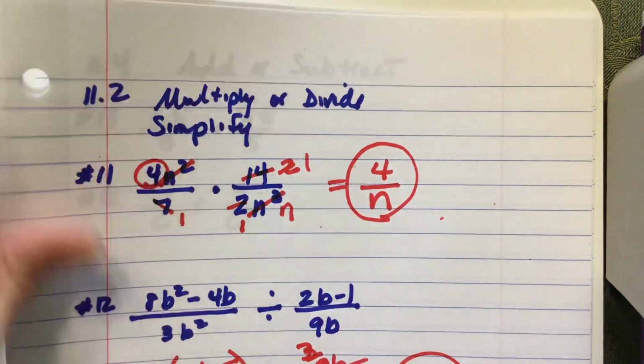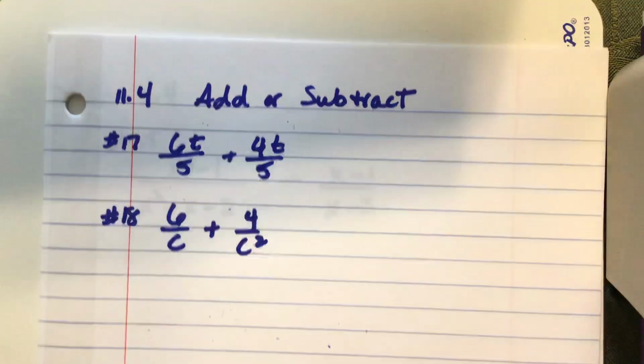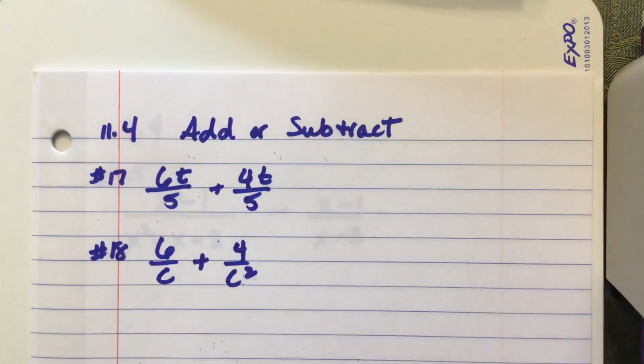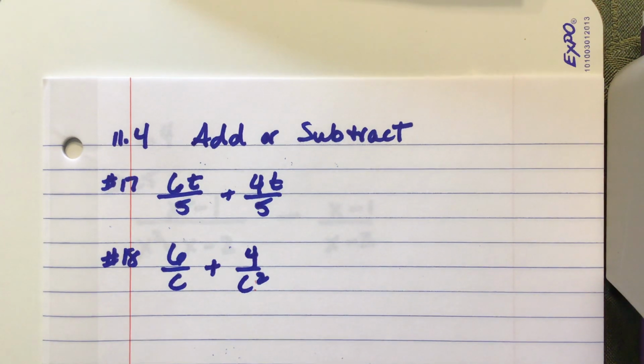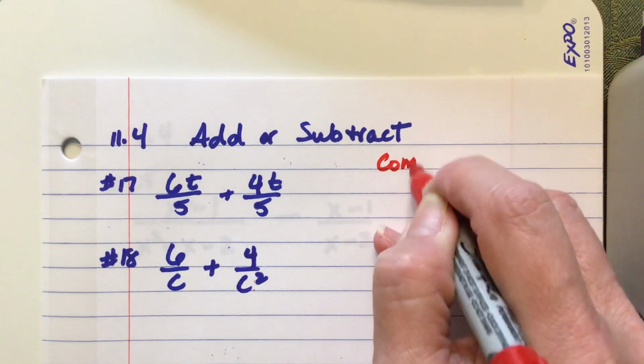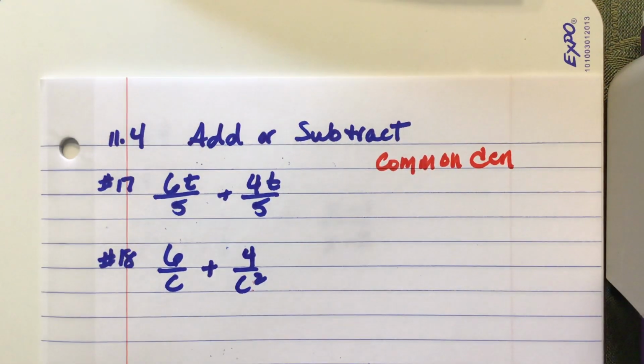So let's take a look now at section 11.4. So 11.4, we're going to add or subtract. And in 11.4, adding or subtracting, the big thing that we want to do is get a common denominator. Okay, so we need a common denominator.